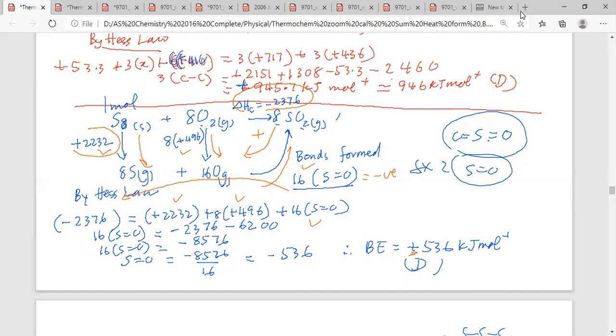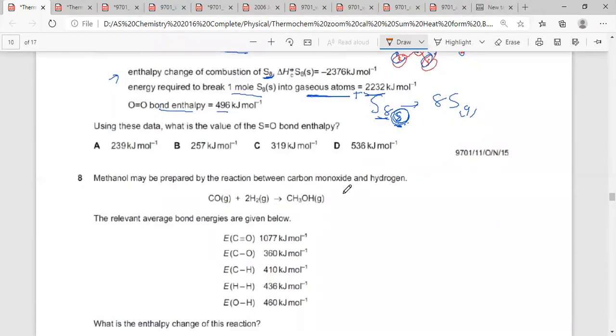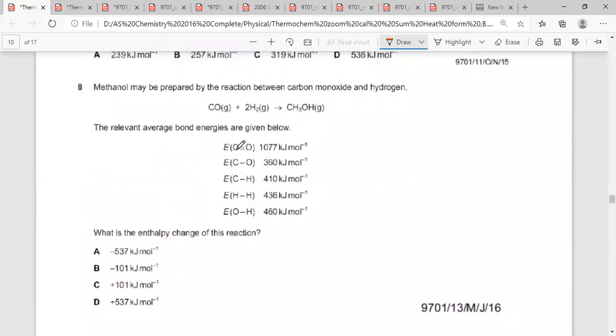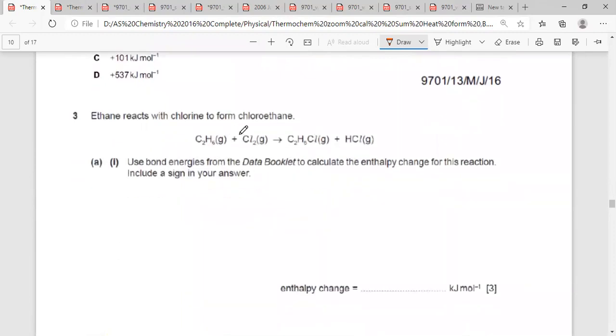Here, of course, the key thing is S8. Now I think I finished most of the things here. You can do it by yourself. This is also bond energy, very simple. Also this bond energy. Of course, in this case, you have to know the formula, like here, carbon. This you learn in Form 5. One chlorine here, all hydrogen here. So for 1 mole here, the bonds formed is 1 C.